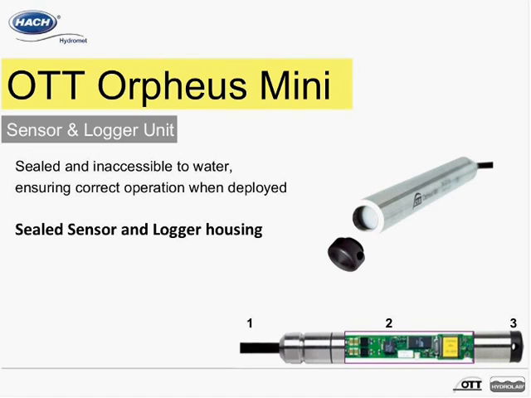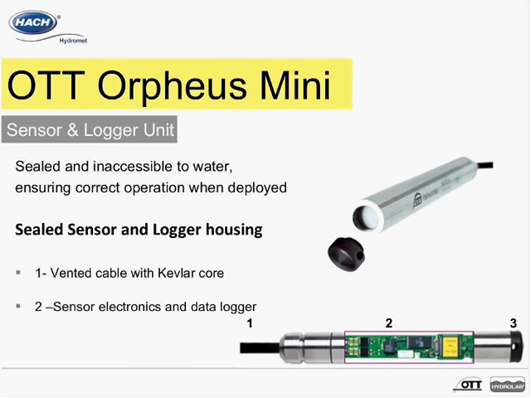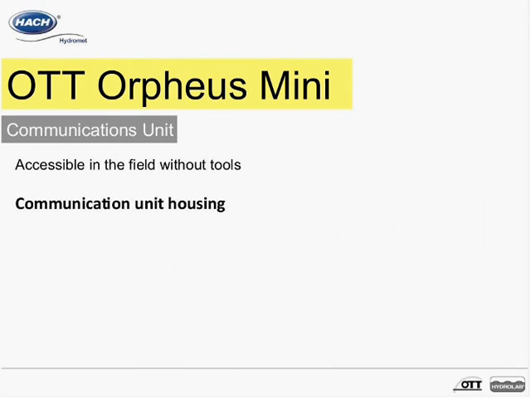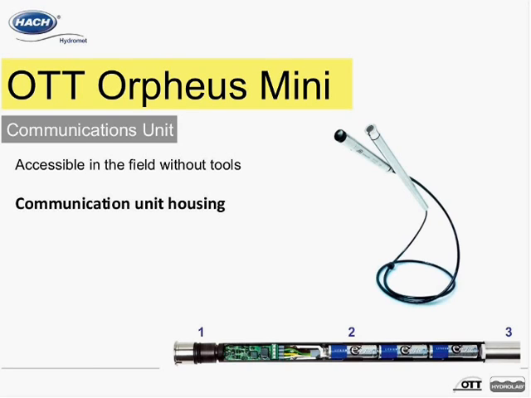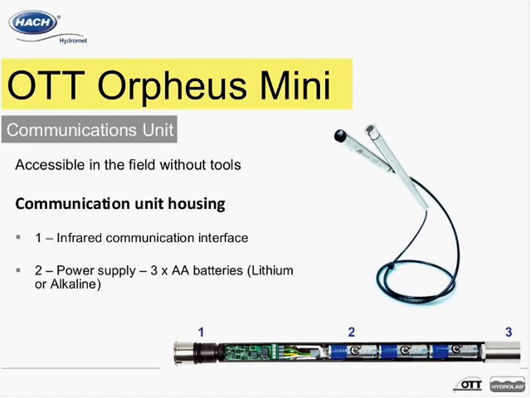The sensor unit is attached by cable to the communication unit via a Kevlar-reinforced vented cable that can be up to 200 meters in length. The communication unit is located at the top of the pipe or well and offers the ability to switch out batteries from the surface. Communication with a PC, PDA, or the OTT ITC is made easy with an infrared interface, eliminating the need for additional hardwire cables or permanent connections.